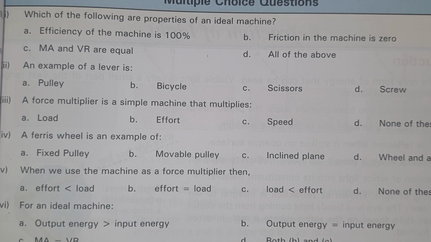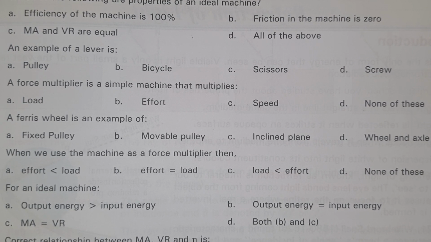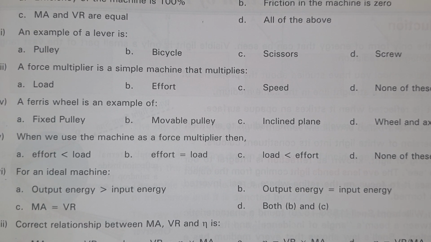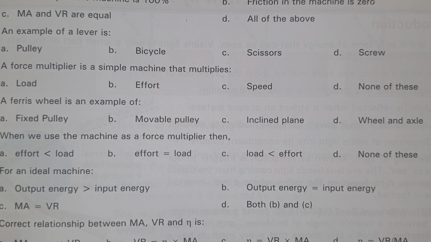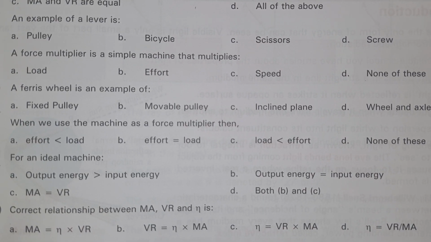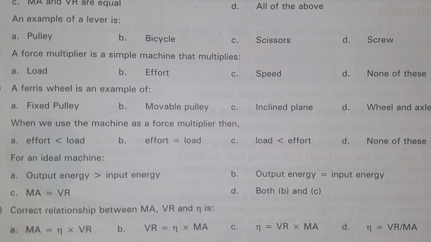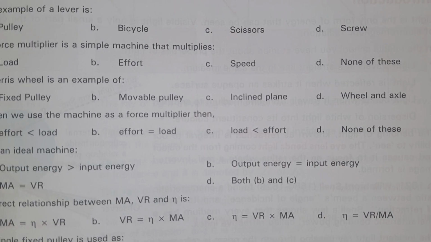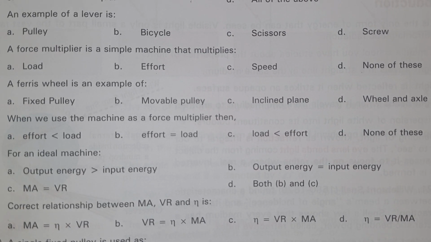An example of a lever is C part, scissor. Then, a force multiplier is a simple machine that multiplies, basically it multiplies our effort. Next is, a Ferris wheel is an example of, answer will be wheel and axle, D part. Ferris wheel is basically a big merry-go-round kind of thing, right? That is. Next is, when we use a machine as a force multiplier, then which is correct?